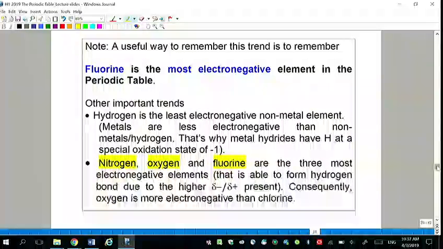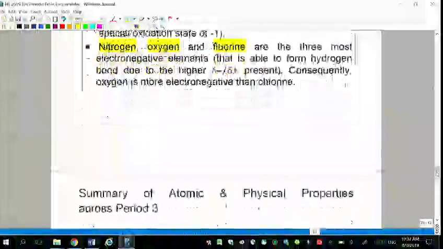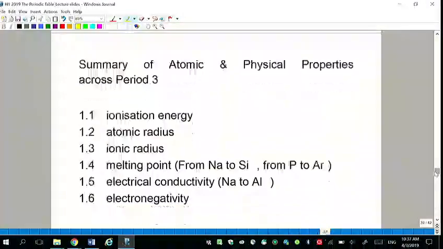Just remember that. Fluorine, oxygen, and nitrogen usually are able to form hydrogen bonds, due to a larger partial positive and negative charge that is present. Not too difficult. Okay, so next, a quick summary of whatever we covered.